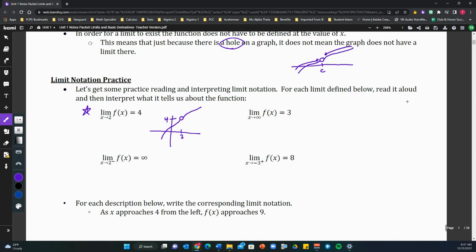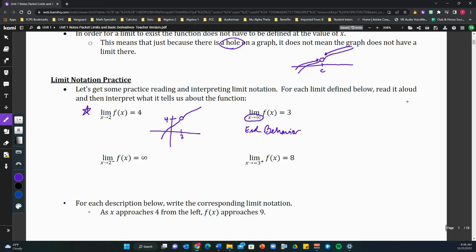This is read as the limit as x approaches infinity of f of x equals 3. Okay, well, when we talk about limits at infinity, so when x is approaching positive or negative infinity, we're really talking about the end behavior. So this is referring to, as the graph continues all the way to the left or the right, what are the y values doing?